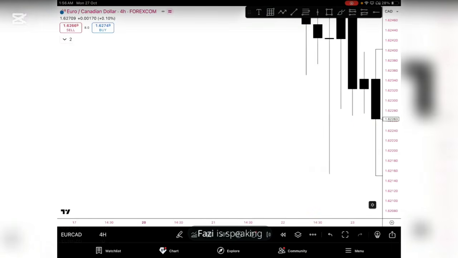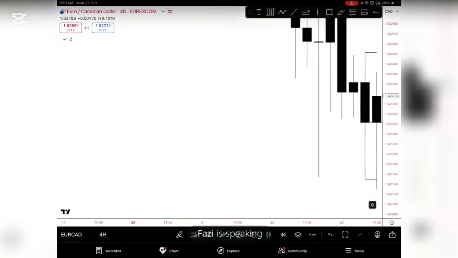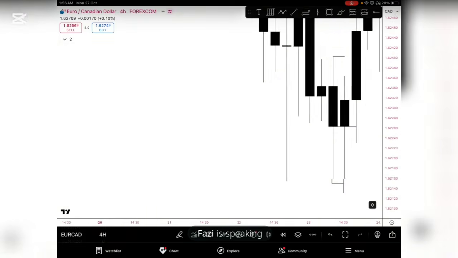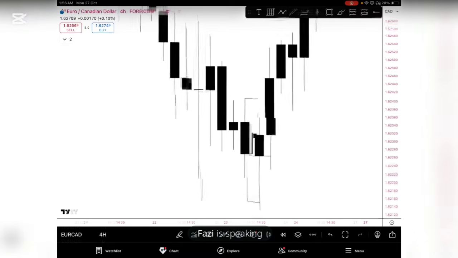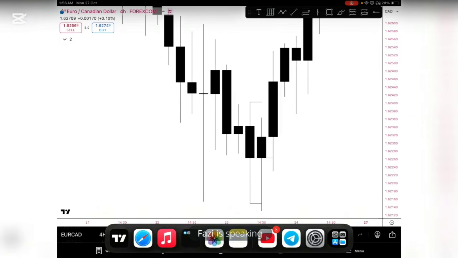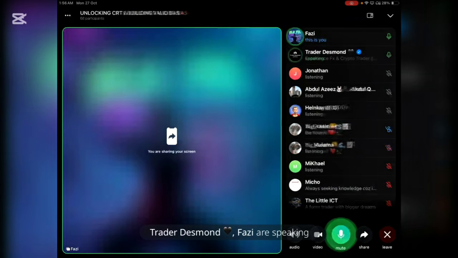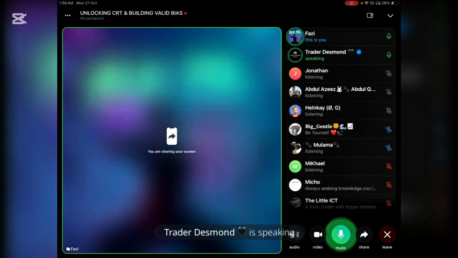Always, the first candle high should not be taken by the second candle body. So if it closes below here and it provided a V-shaped key level, then you can look for entries like this. This is the example for your question. Can you understand? All right, Jonathan, I hope that is clear. Yes, it's clear.